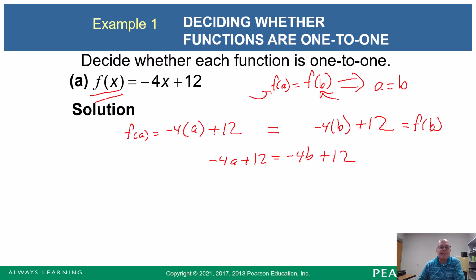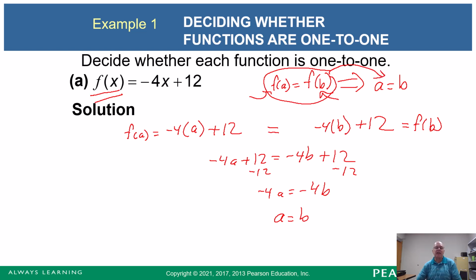And what does that say? Well, subtract the 12 from both sides. You have -4a equals -4b. Divide both sides by -4, and sure enough, A equals B. That means it's one-to-one, because we took this statement and proved that we are guaranteed the original x values, A and B, are the same.